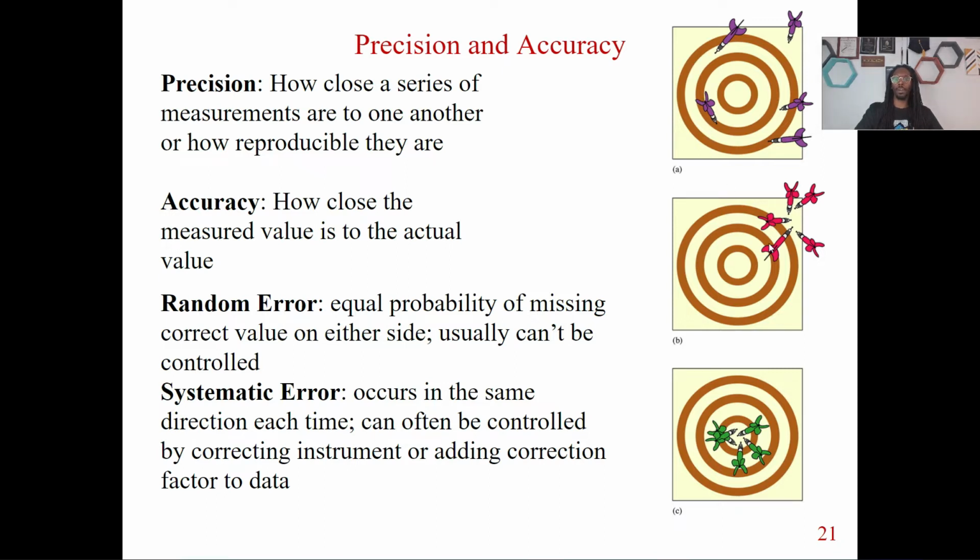If we go to B though, they came back the next day. They said, "Man, I got to get my practice in." Bam, bam, bam, bam, bam. This time, we call this being very precise, a close series of measurements to one another. So they're all close to each other, in the top right-hand. Unfortunately, they just weren't in the bullseye.